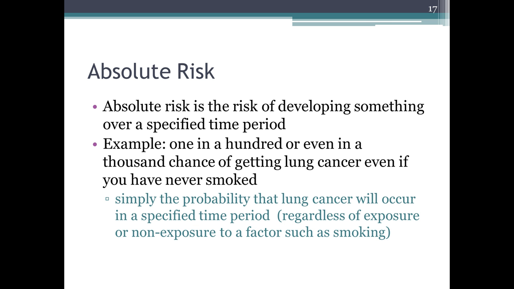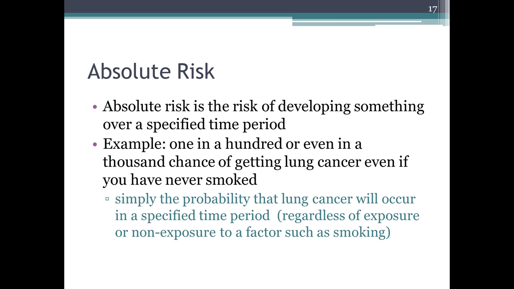Now let's talk about the last epidemiological concept when it comes to calculating risk, and that is absolute risk. Absolute risk, from its name itself, is the risk of developing something over a specified period of time, regardless of exposure or non-exposure. A simple example is a 1 in 100 or even 1 in 1,000 chance of getting lung cancer, even if you have never smoked. That is an example of a statement of an absolute risk.